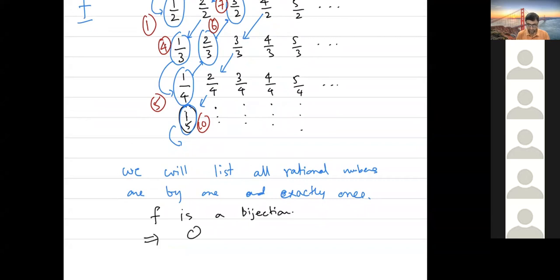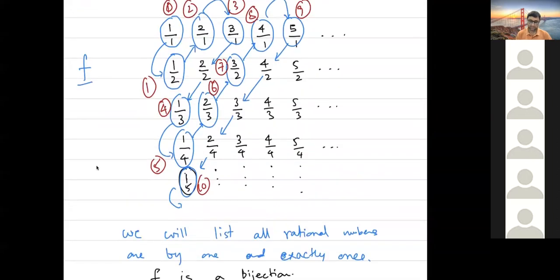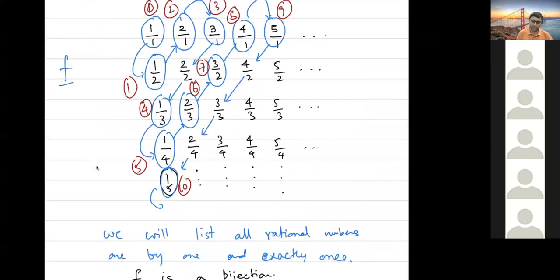Therefore, set of rational numbers is countable. Even though it is infinite, it is countable. And it seems counterintuitive, but this is countable. Is this thing clear? Okay. So based on this information, I have a question.